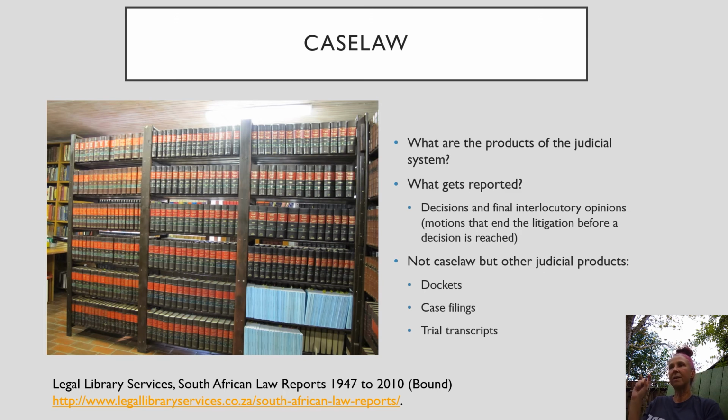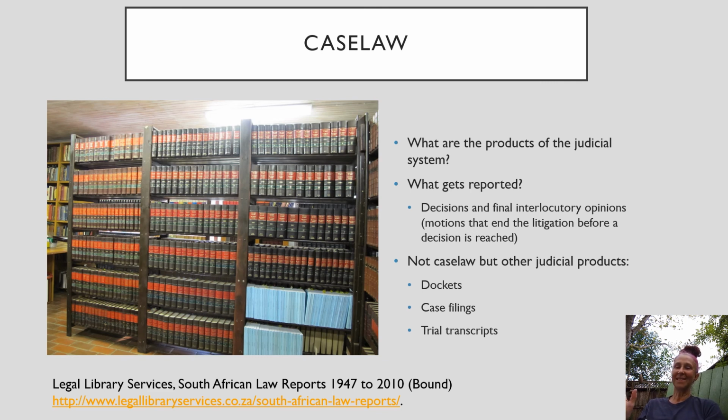Those are the results of motions made by the parties, and a motion is something in writing, which is basically a request to the judge. And those are things that end the litigation, motions that end the litigation before that final decision is reached. So sometimes the parties can make a request to end the litigation early, and sometimes that's granted, and there's an opinion that's written at that point. And so those can get reported.